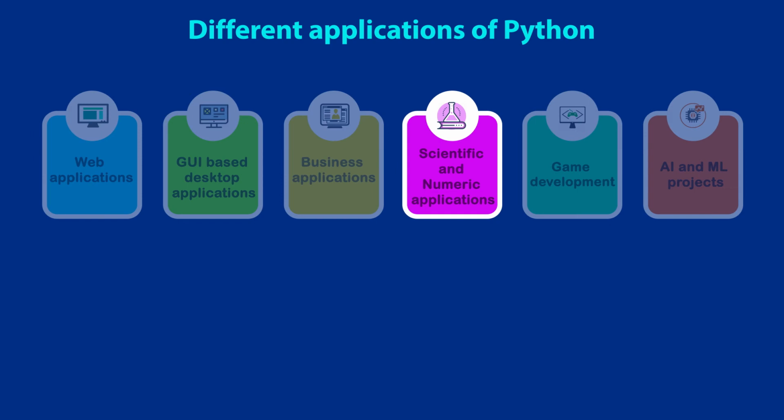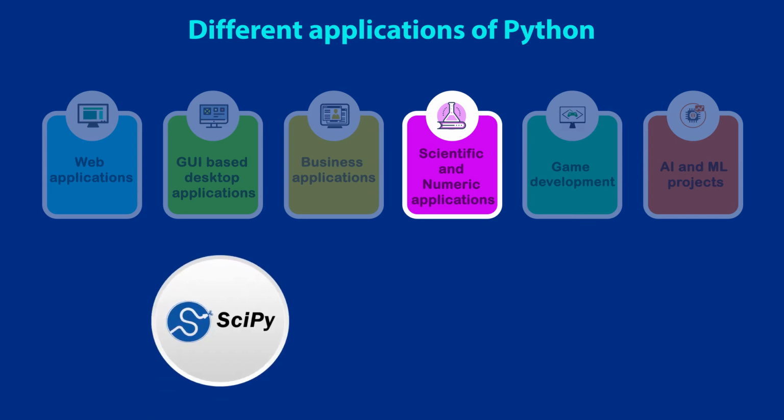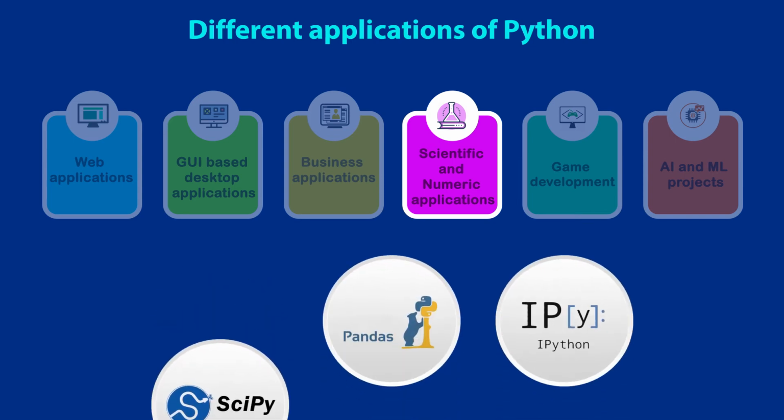Scientific and numeric applications. Python can be effectively used to build scientific and numeric applications. So this is the fourth application, and Python provides some libraries and packages such as SciPy, Pandas, IPython, etc.